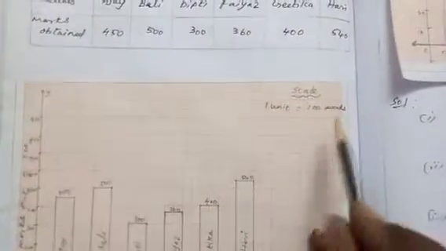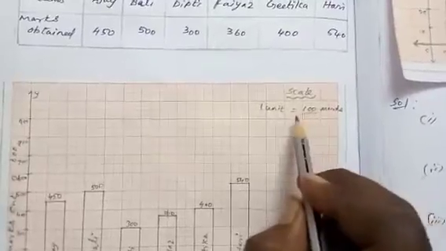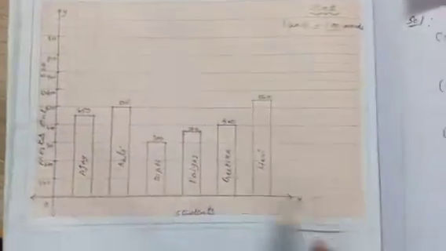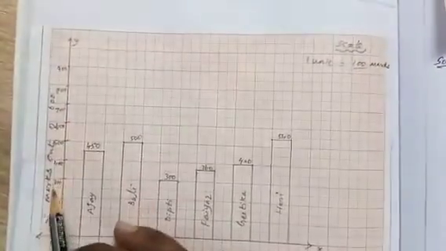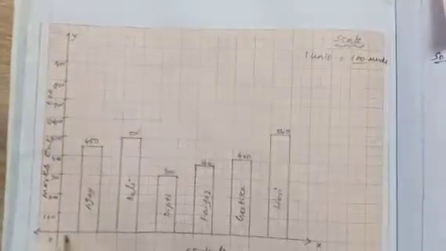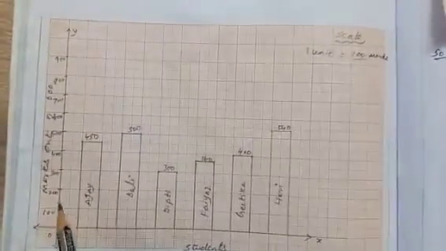1 unit is equal to 100 marks. So in the scale, 1 unit is equal to 100 marks. So on the x-axis, students, then the y-axis is marks obtained out of 600 marks. So this is the origin, 100, 200, 300. This is the y-axis. Now the bars.